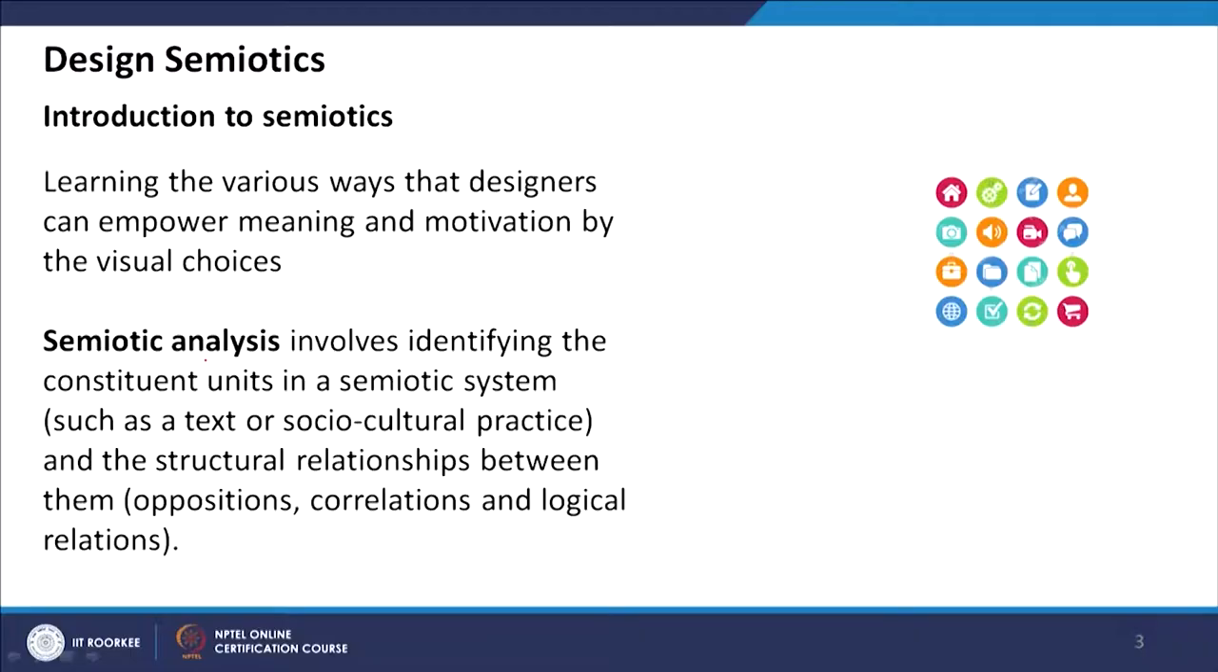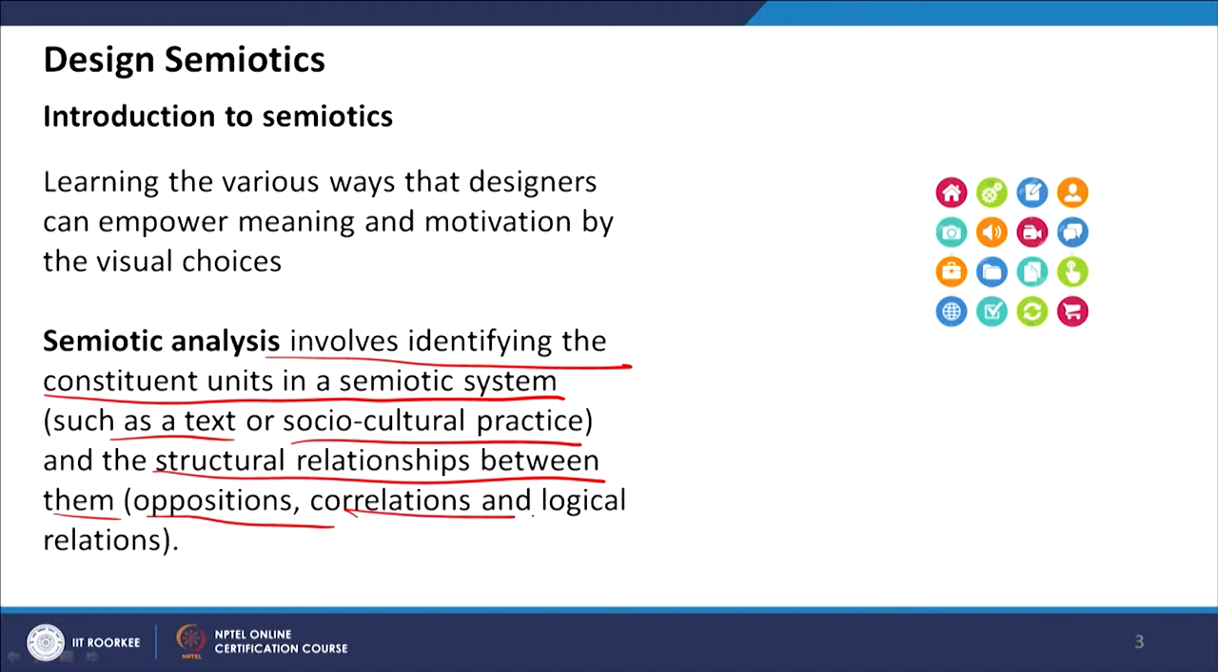Semiotics is the bigger umbrella. Within that, syntax is how different things are sequentially arranged, semantics is the meaning part of it, and pragmatics is how people interpret. We will also discuss other things within these three parts. Semiotic analysis involves identifying the constituent units of semiotic systems, such as the text, sociocultural practices, the structure, and the relationships between them: the opposition, correlation, and logical relation.